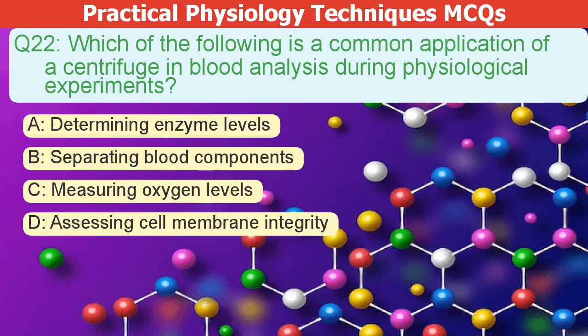Which of the following is a common application of a centrifuge in blood analysis during physiological experiments? A. Determining enzyme levels. B. Separating blood components. C. Measuring oxygen levels. D. Assessing cell membrane integrity.